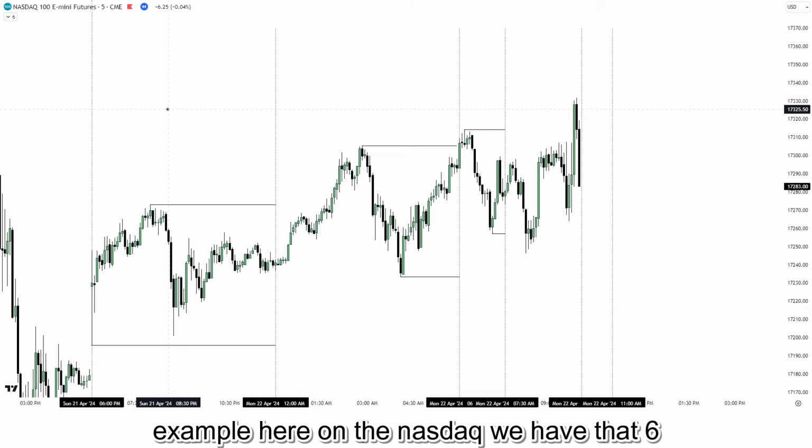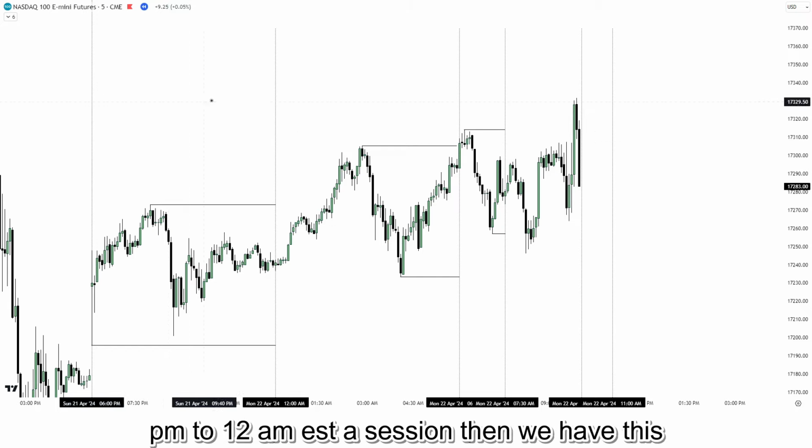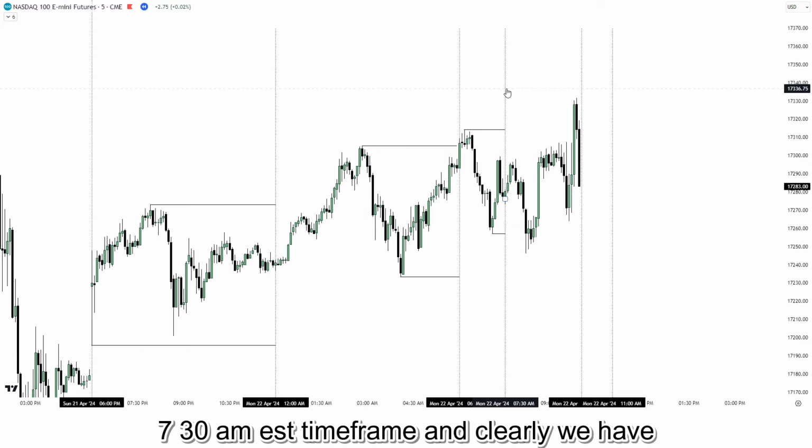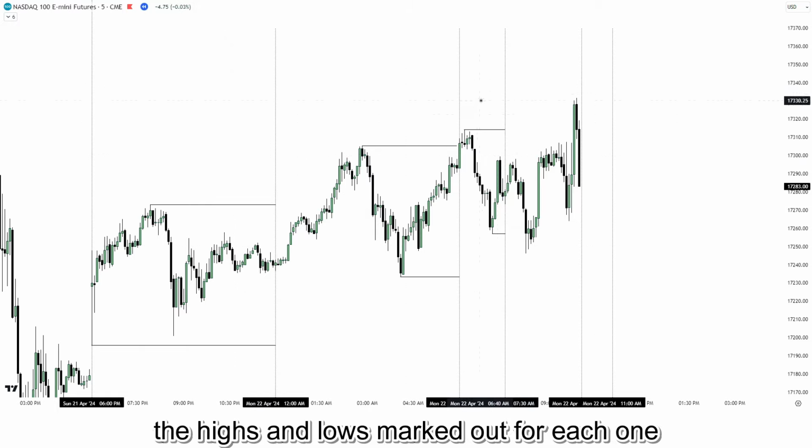Coming into our next example here on the Nasdaq, we have that 6 p.m. to 12 a.m. EST Asia session. Then we have this London session, 12 a.m. EST to 6 a.m. EST. Then we have this 6 a.m. EST to 7:30 a.m. EST time frame. And clearly we have the highs and lows marked out for each one.